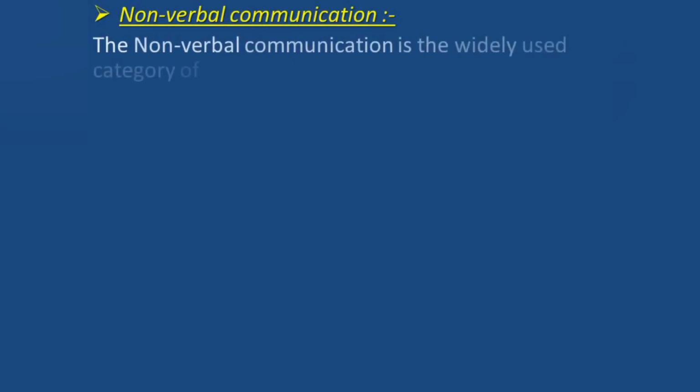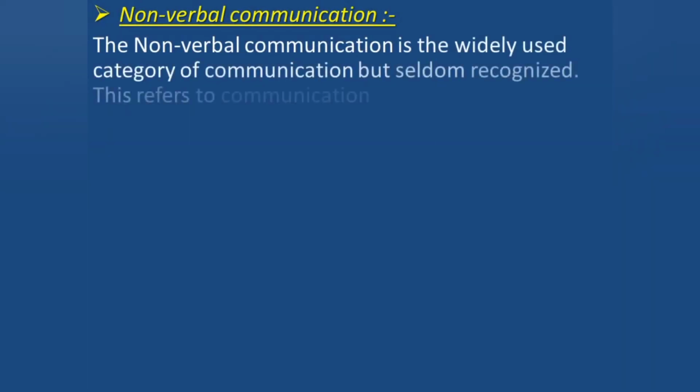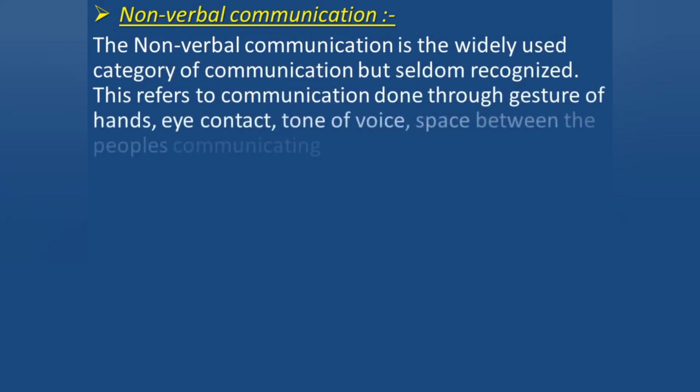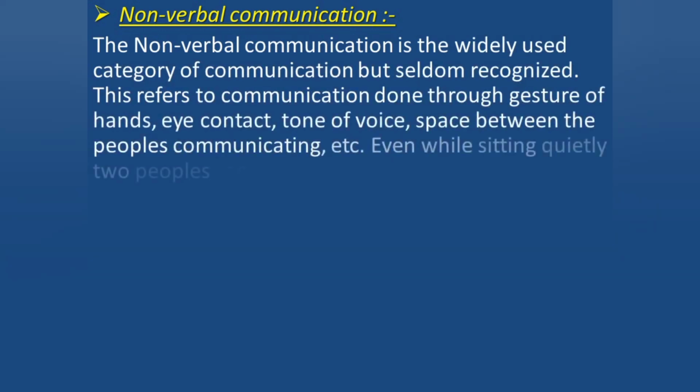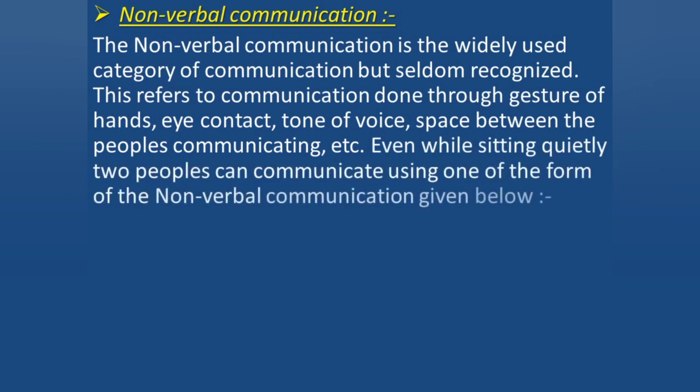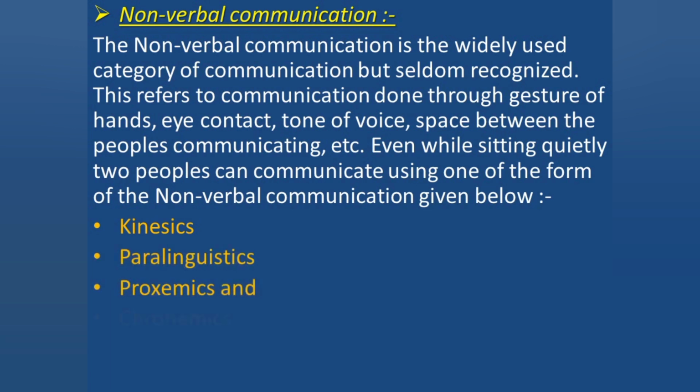Non-verbal communication. Non-verbal communication is a widely used category of communication but seldom recognized. This refers to communication done through gestures of hands, eye contact, tone of voice, space between the people communicating, etc. Even while sitting quietly, two people can communicate using one of the forms of non-verbal communication given below. First, kinesics. Second, paralinguistics. Third, proxemics. And fourth, chronemics. Let's discuss them one by one.